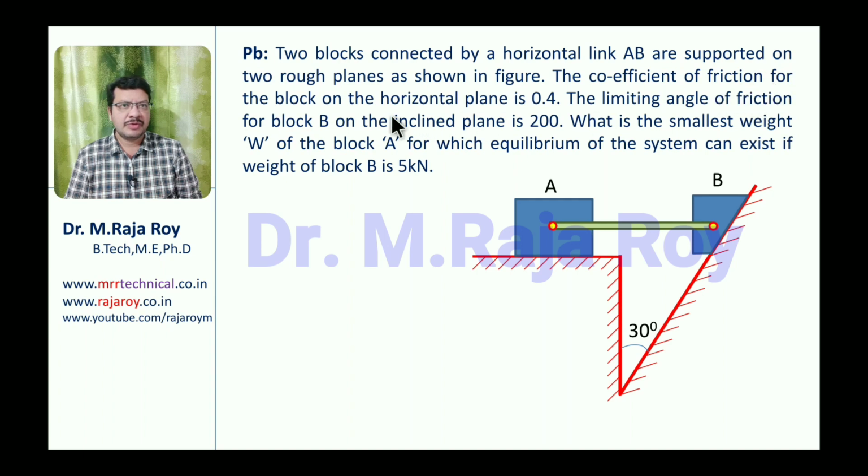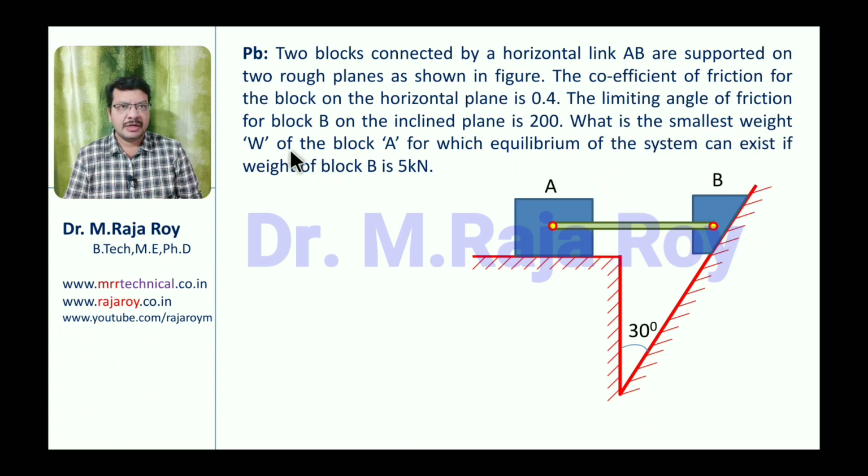The coefficient of friction for the block on the horizontal plane is 0.4. That means for this block, the coefficient of friction is directly given, that is 0.4. The limiting angle of block on the inclined plane is 20 degrees. For the block B, the limiting angle is given as 20 degrees. From the limiting angle, we can get the coefficient of friction for block B, that is tan 20.